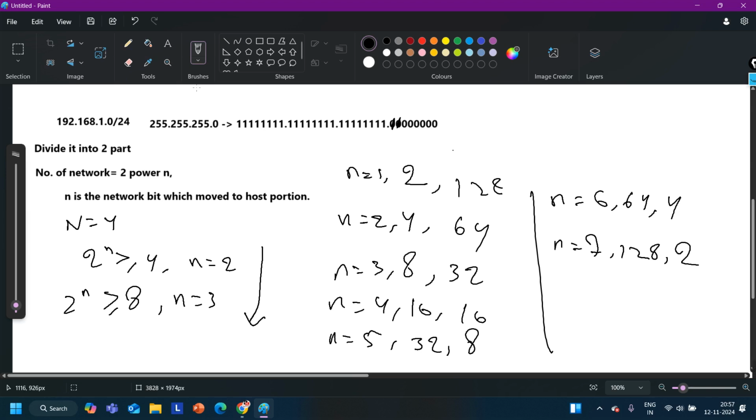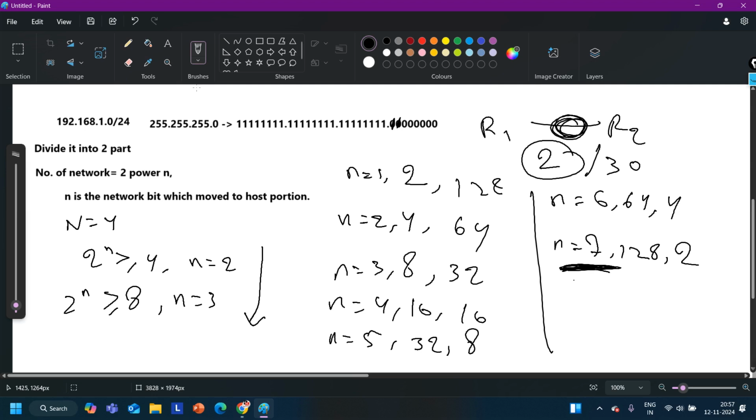Yes or no? So if I have two routers, R1 and R2, on the link between R1 and R2, how many IP addresses are required? 2. So I will always use slash 30. Now you can say, why not 31?